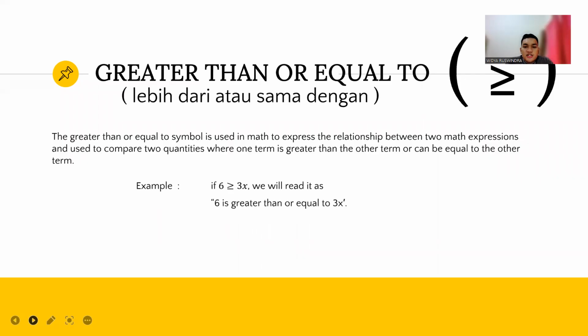Next vocabulary is greater than or equal to. In bahasa we say lebih dari atau sama dengan, and this is the symbol of greater than or equal to. The greater than or equal to symbol is used in math to express the relationship between two math expressions and used to compare two quantities where one term is greater than the other term or can be equal to the other term. For example, if 6 is greater than or equal to 3x, we will write it as 6 is greater than or equal to 3x.